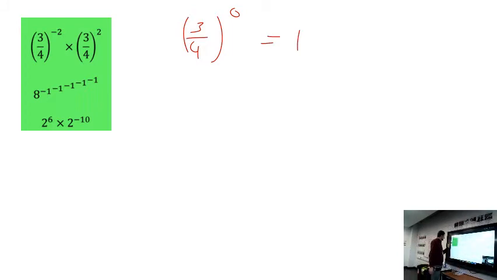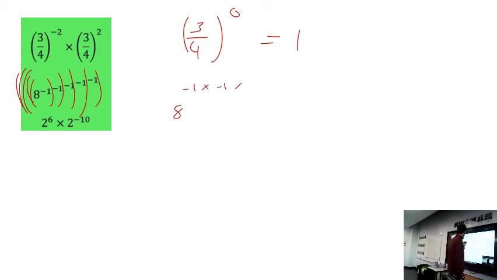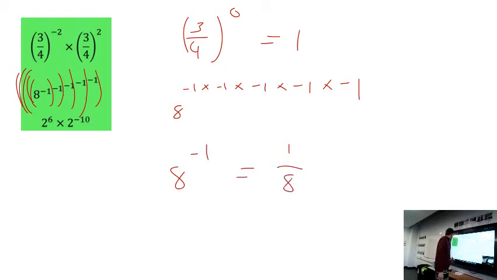Here we've got 8 raised to negative 1, raised to negative 1, raised to negative 1, raised to negative 1, raised to negative 1. Here we just multiply the powers. So we've got negative 1 times negative 1 times negative 1 times negative 1 times negative 1. That is equal to negative 5. So yeah, this is 8 raised to negative 1. And this is the same as 1 over 8.